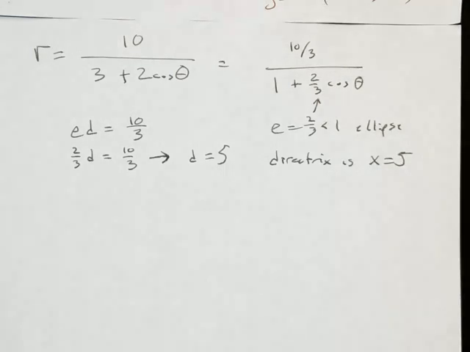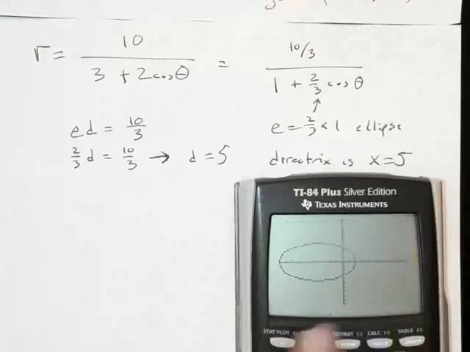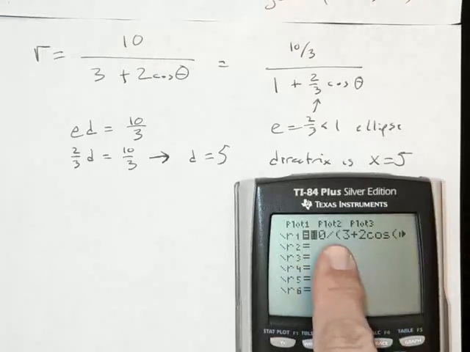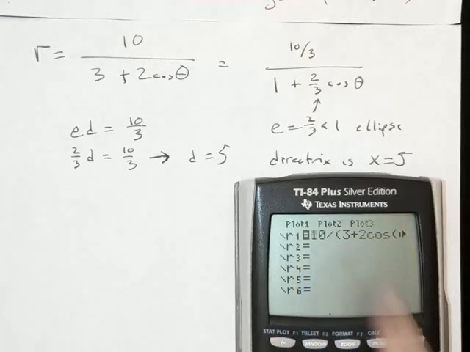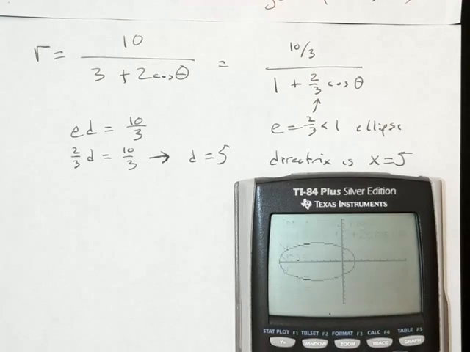I know two other things about this particular graph. Question? Since I divide 10 over 3 plus 2 cosine theta, you have to divide everything by 3. That's why you have to divide the whole thing. So you've got to make sure there are parentheses there. And that's what gives you the correct graph.